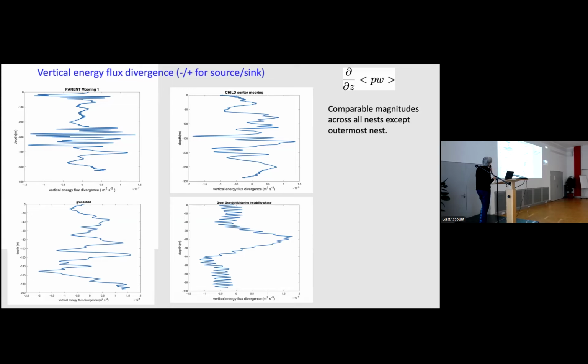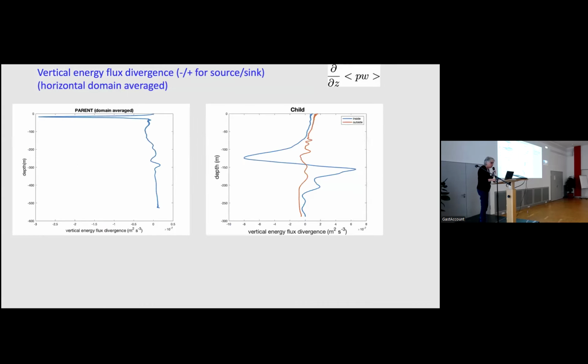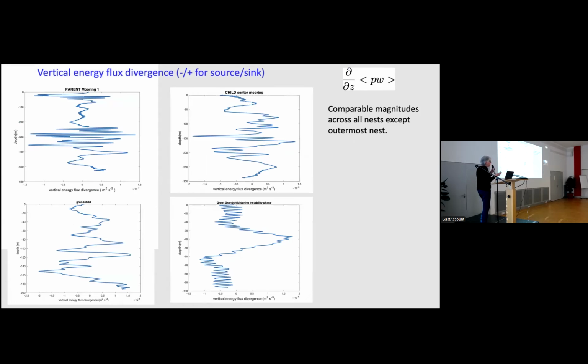Okay, here you've got all kinds of things going on. Again, this is just from a mooring. If we look at horizontal domain averaged values, you see that the parent is actually supplying this, the negative sign indicates that this is a source of energy. And you see the characteristic sink right at the bottom. And for the child, again, horizontal domain averaged, all the little fluctuations that we saw here are smoothed out.